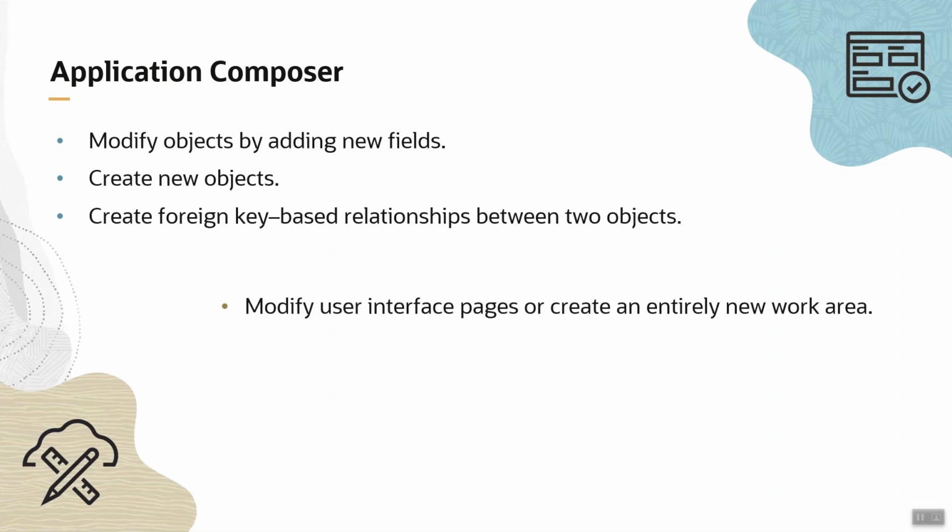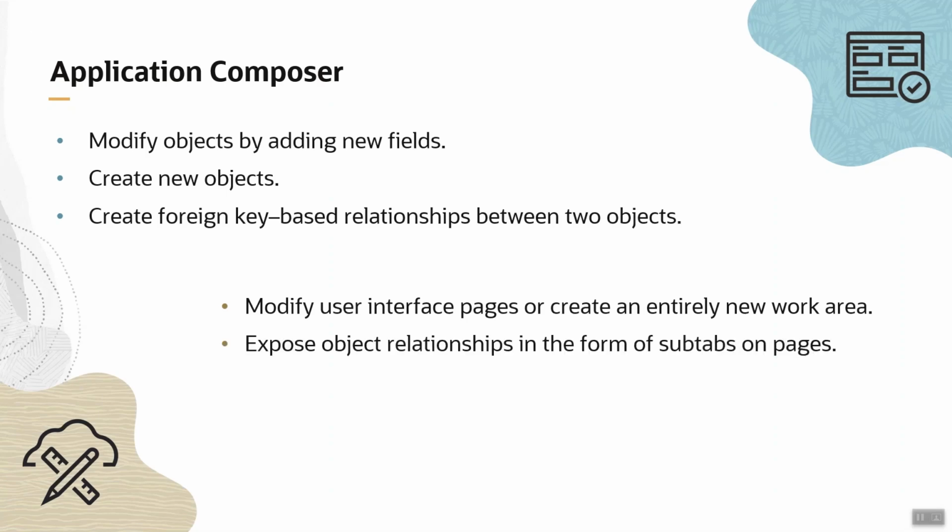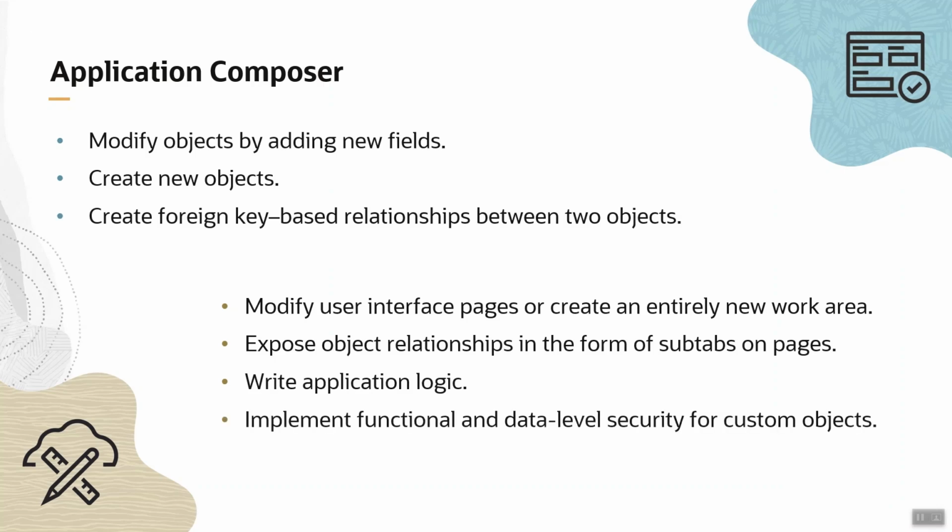expose object relationships in the form of subtabs on pages, write application logic such as triggers, validation rules and workflows for an object or for use across multiple objects, implement functional and data level security for custom objects, enable objects for custom reporting. Please note that you can use Application Composer to configure Oracle Sales and B2B Service, Supply Chain Management and Project Management applications.